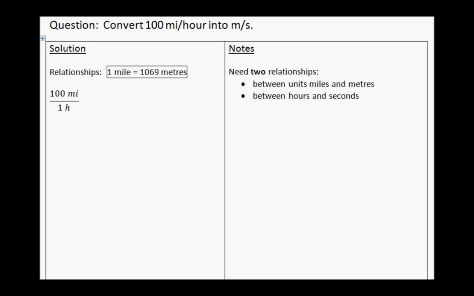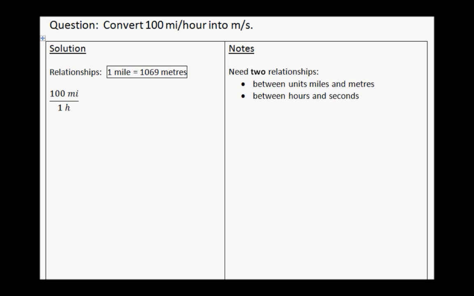Now because this is a compound unit, I need to use two different conversion factors to convert it. So first I need to know a relationship between meters and miles, but I also need to know a relationship between seconds and hours. So if I look up how many meters are in a mile, it turns out there are 1,069 meters in 1 mile. So I write down 1 mile equals 1,069 meters.